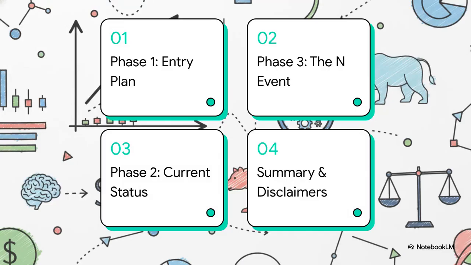So, here's our roadmap. First, we'll break down the complete entry plan as it was designed in Phase 1. Then, things get a little interesting. We're going to jump ahead to Phase 3, because that was actually the first major event to happen. After that, we'll circle back to Phase 2 to get a handle on the cycle's current status. And finally, we'll wrap it all up with a quick summary and some really important disclaimers.